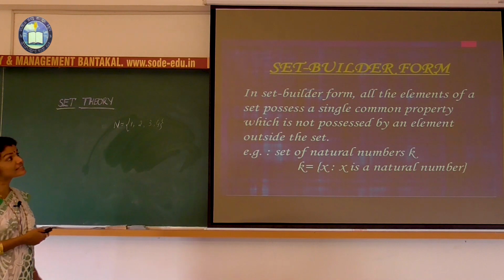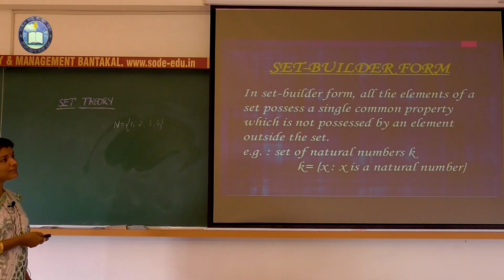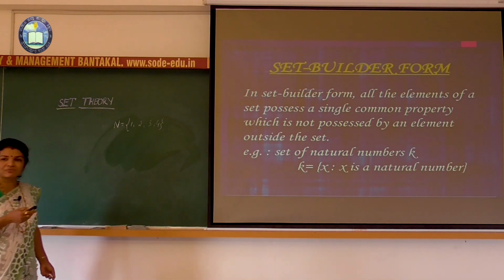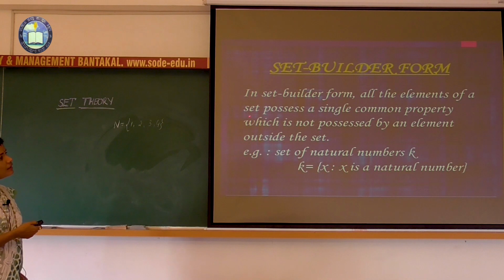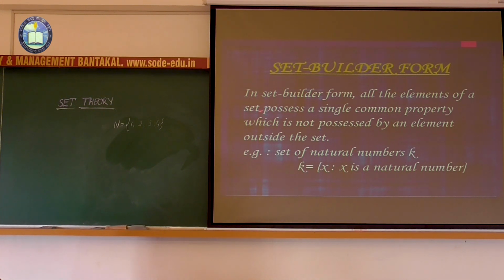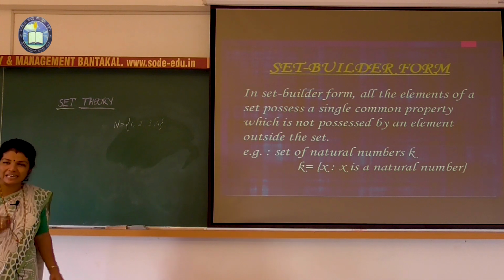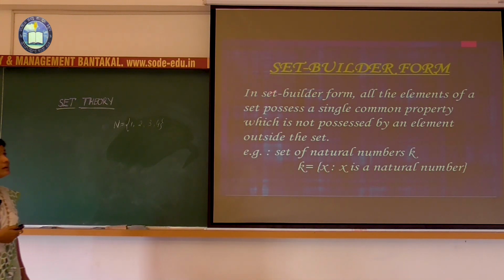Consider the second form. This is set builder form, or it is called the rule method. As the name itself indicates, the representation is in the form of a rule. Rule means statement. So here, in set builder form, all the elements of the set possess a single common property which is not possessed by an element outside the set. So the property is possessed by the elements of the set only, not by an element outside the set. So this is what set builder form is.